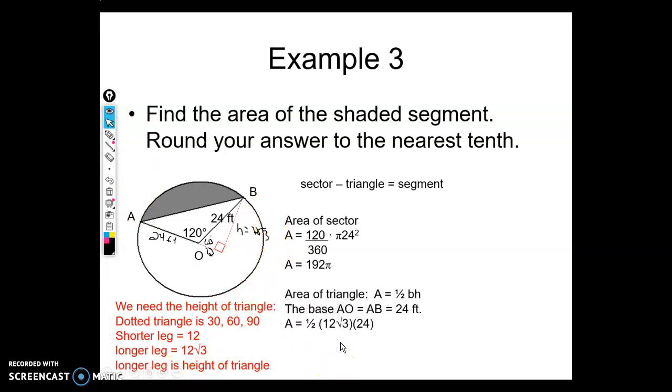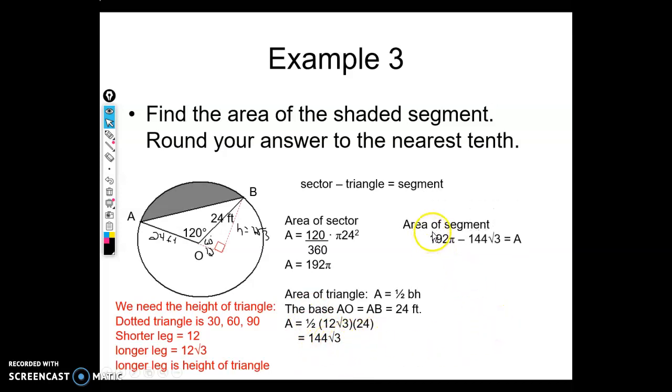And so we could figure out the area of the triangle by, grab your calculator now, 1/2, or 0.5, times 12 square root of 3 times 24. You'll have to round that, but if you don't put the square root of 3 in the calculator at first, you could do 24 times 12 times 0.5. Then you get a more precise answer. So actually don't round it yet. Wait to the very end to round it.